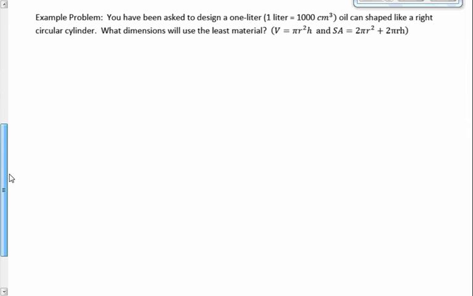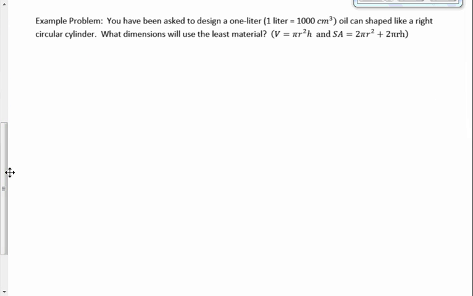So for this example, for step 1, I was given that the volume is 1,000. We're going to go ahead and use cubic centimeters because I would measure a radius and a height in centimeters, and the question is asking for what dimensions I will use for my right circular cylinder, and I would need to know the radius and the height. So the formulas I have are the volume and the surface area. I'm just going to call that area.